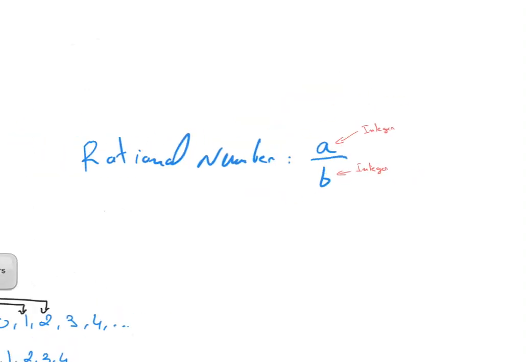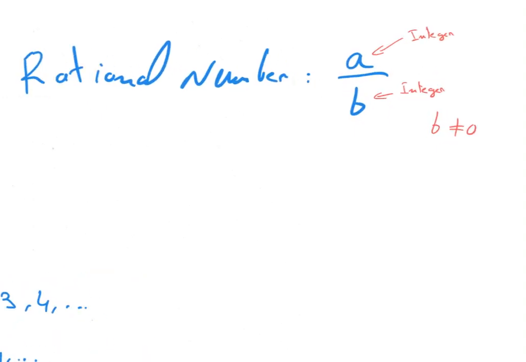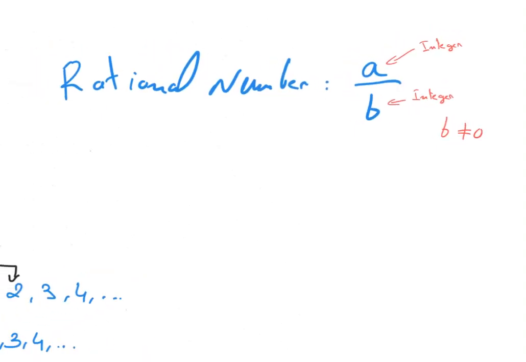Again, a rational number is a number that can be expressed as a ratio or fraction in the form of a over b, and both a and b must be integers. And of course, b is always different than 0. Well, let's get an example here. If I have, for example, 2 over 3. Now, 2 is an integer and 3 is an integer. So 2 over 3 is a fraction of two integers.